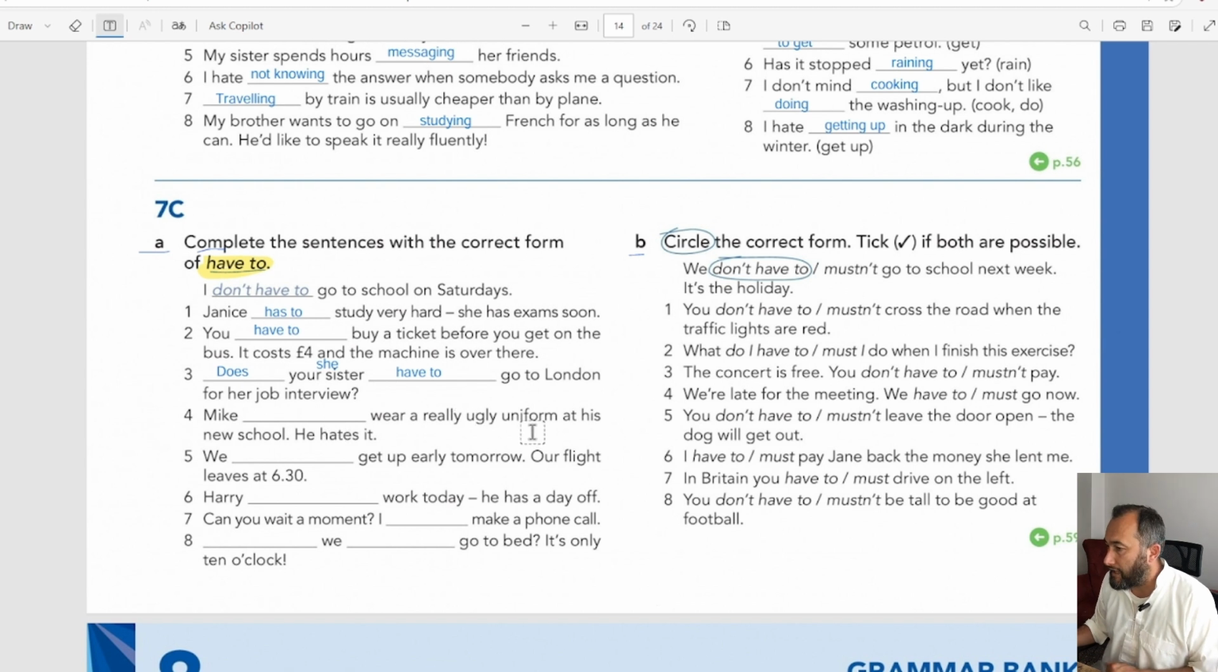Number four, Mike wear a really ugly uniform at his new school. He hates it. It's a school uniform. It's a rule by the school.